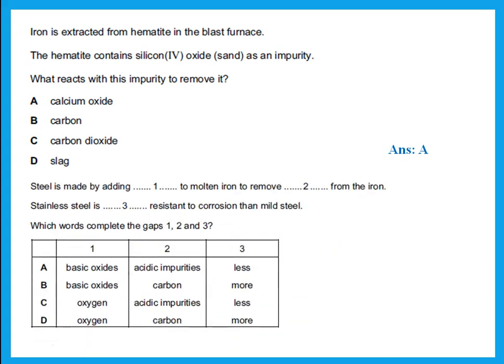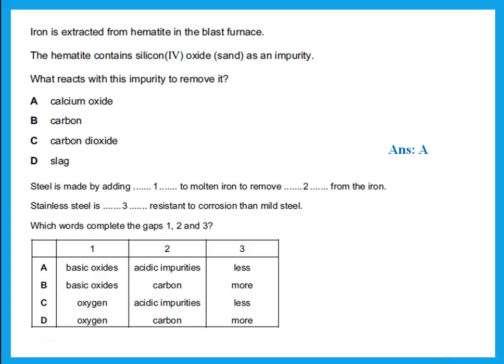Okay? Another question. Steel is made by adding what to molten iron, to remove what from the iron? Steel is made by adding oxygen to molten iron to remove what? To remove carbon. That's right. Okay, so it is to remove carbon.